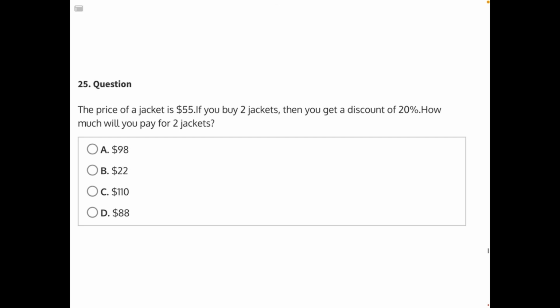The price of a jacket is $55. If you buy 2 jackets, then you get a discount of 20%. How much will you pay for 2 jackets? Let's start with this problem by figuring out how much it costs to buy 2 jackets.